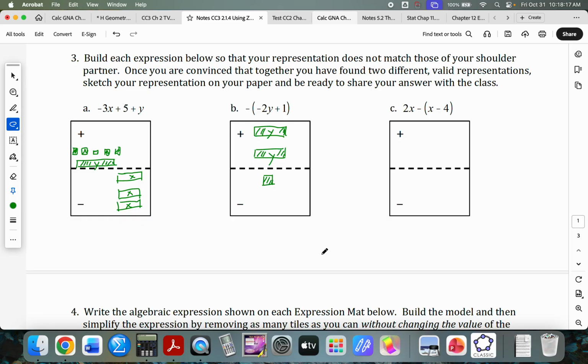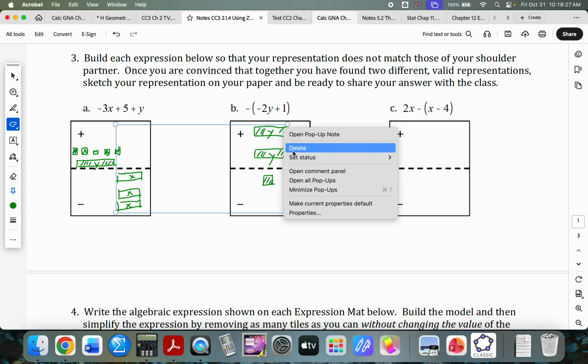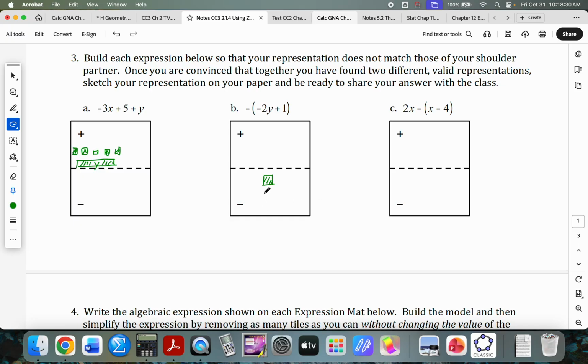All right? Joshua, what do you have? 2 negative y's in the negative region. Okay, let me erase this then. So 2 negative y's in the negative region, and then a negative unit tile in the positive region? Good. That is absolutely the same as this one. Nice.